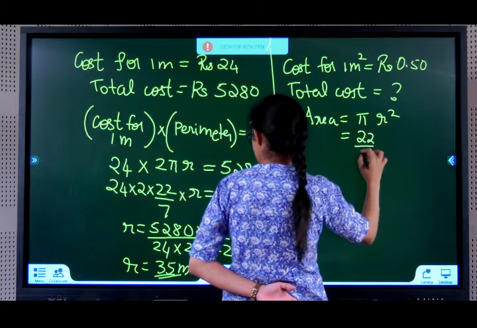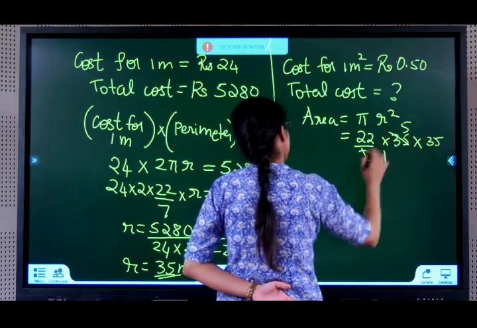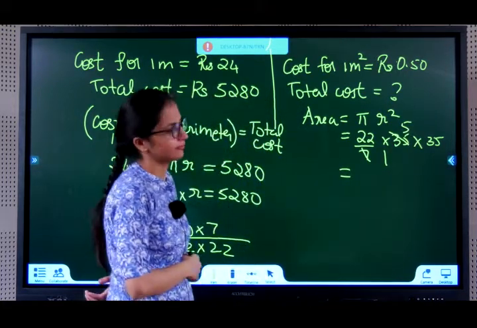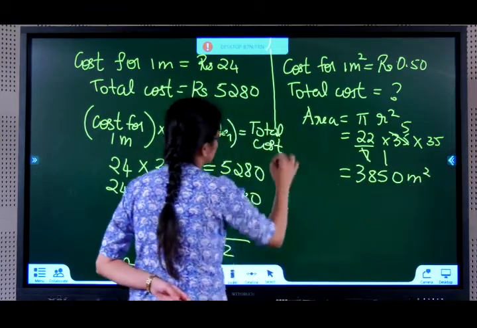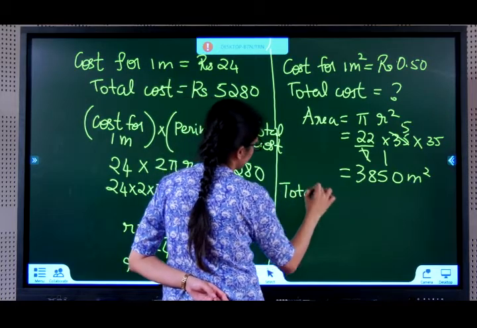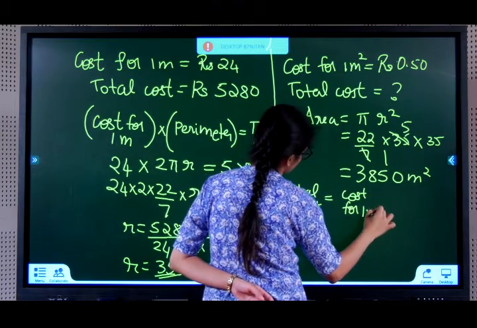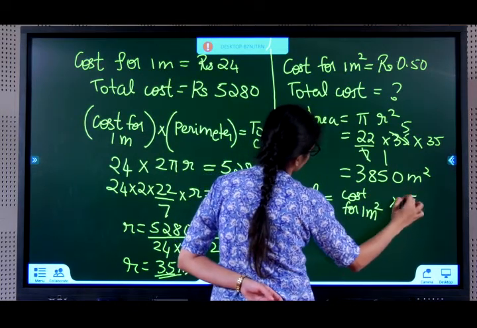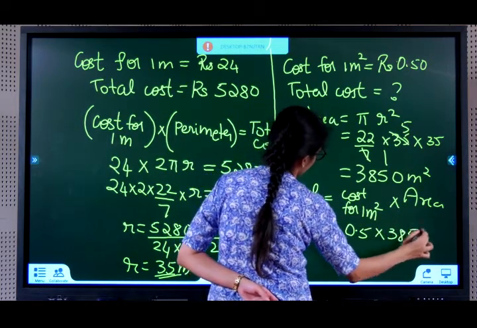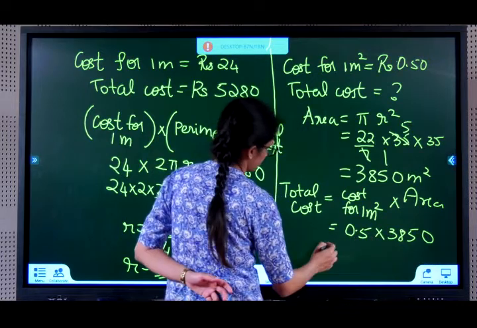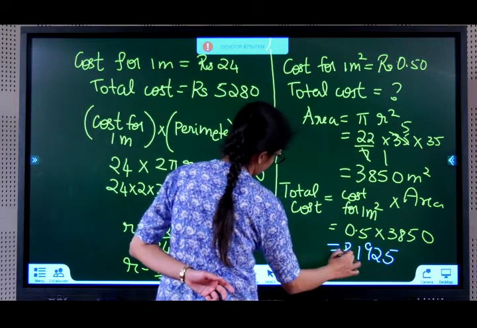Area is pi r square. Pi is 22 by 7, r is 35 into 35. 7 fives are 35. Multiply this and we get 3850 meters square. Now total cost is cost for 1 meter square into area. 0.5 into 3850. So this is nothing but 1925 rupees.